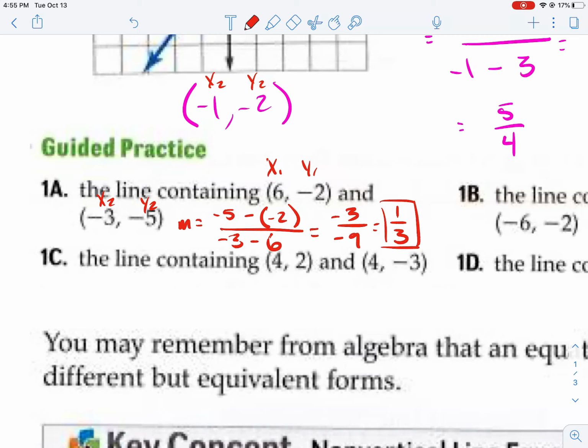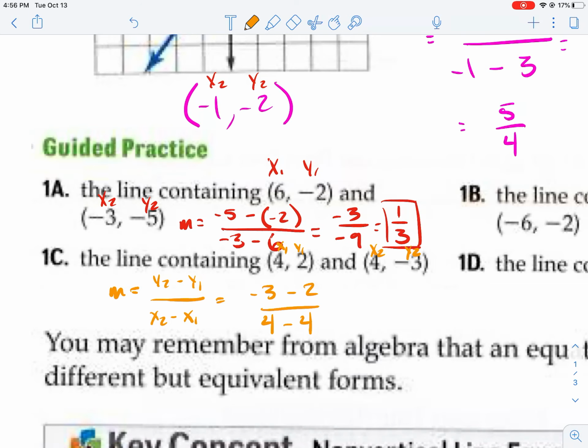Let's just do the one below, and we'll call this one a day here. We'll call this one x1, y1, x2, y2. So our equation, y2 minus y1 over x2 minus x1. Our y2 is 4 minus 2 over negative 3. Whoa, oops, one moment, had a moment. So y2, negative 3, minus y1, which is 2, over x2, which is 4, minus x1, which is also 4.